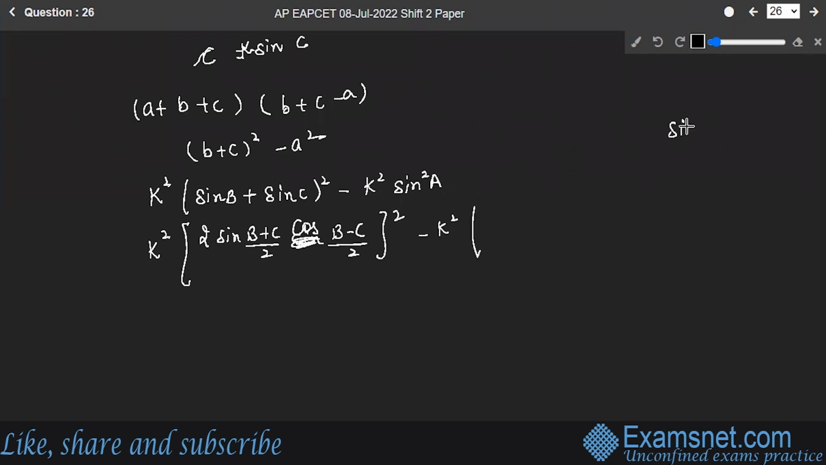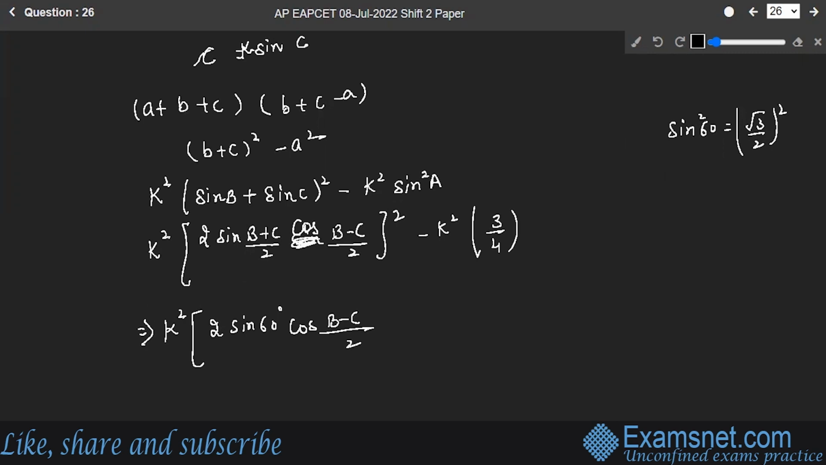You know, sin A was 60 degrees, that is equal to root 3 by 2. When I'm taking the square of it, it will be 3 by 4. Hope you're clear with this. So now next thing, I'll take k² common. (B + C)/2, B + C is equal to 120, so 120 upon 2 gives you 2 sin 60 degrees, and cos²((B - C)/2) minus 3k²/4.